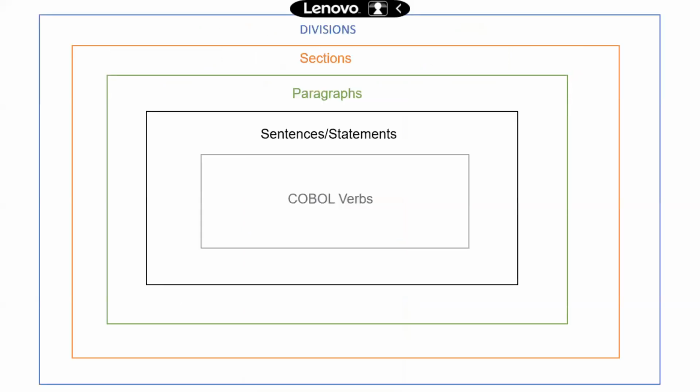You can imagine divisions, under divisions we have sections. So I will share the material after this class today. If you read that, you will understand even better. I mean, after the class. So divisions, under divisions we have sections, then paragraphs, and then sentences or statements. Okay, so finally we just have the keywords: move, display, if condition, when, English words like this. Those are COBOL verbs or words.